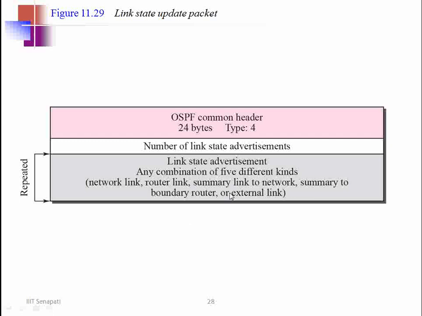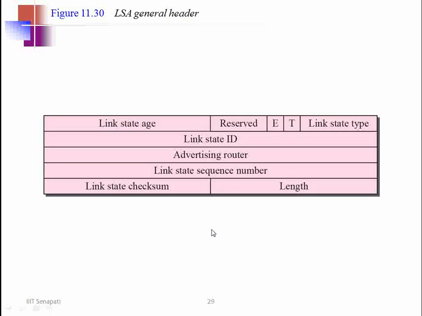Basically what it covers is network link, router link, summary of the link, summary on the boundary router, and some other information. So let us see this. This is a general header. Here you have the field link state age. This field indicates the number of seconds that have elapsed since this message was first generated.